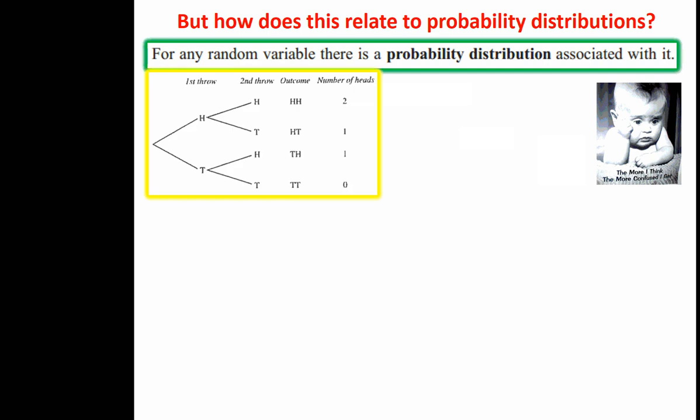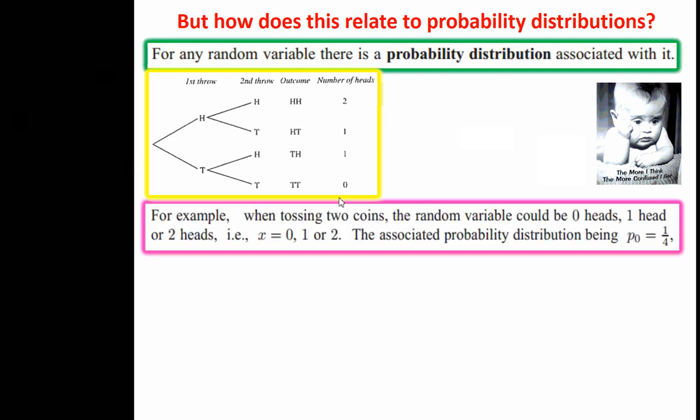So for example, if you're flipping a coin, so first throw you've got head, tail. Second throw, head, tail, head, tail. So the outcomes of throwing 2 coins, you've got head, head, head, tail, tail, head, tail, tail. So the number of heads, 2, 1, 1, 0. So for example, when tossing 2 coins, a random variable could be 0 heads, 1 head or 2 heads, i.e. x equals 0, 1 or 2, meaning the number of heads. The associated probability distribution being 1 over 4. So 1 out of 4, like a 1 in 4 outcome.